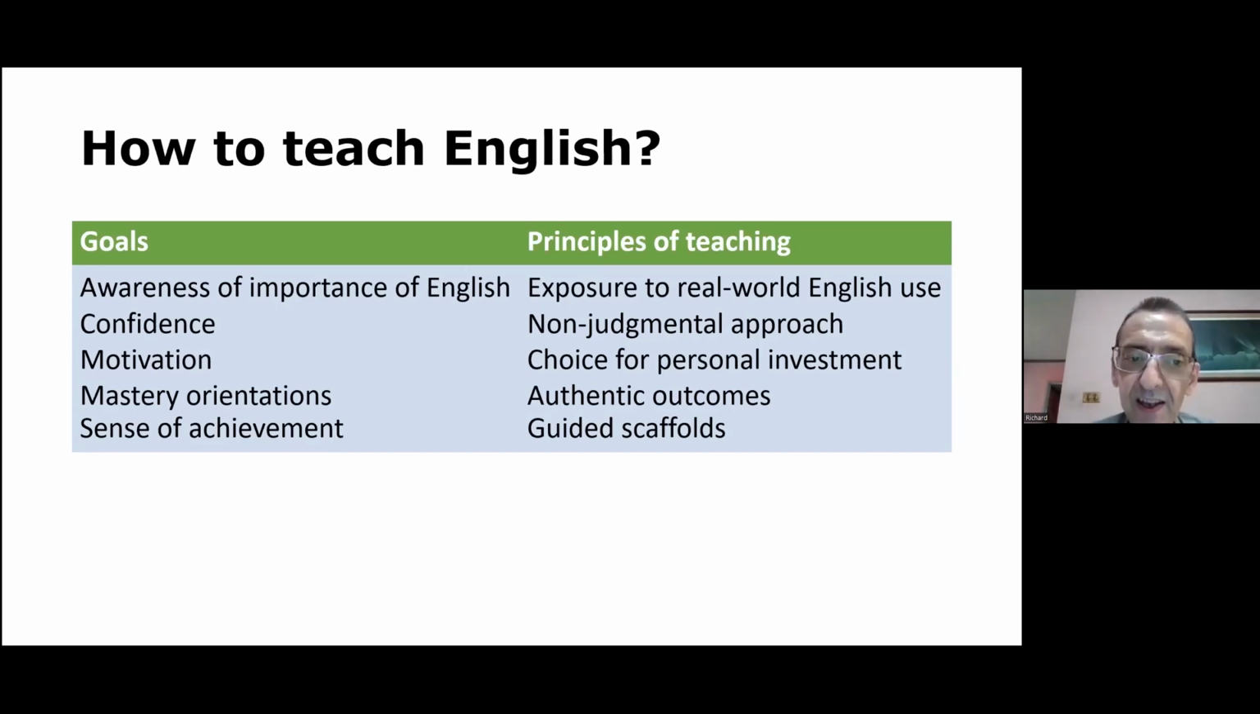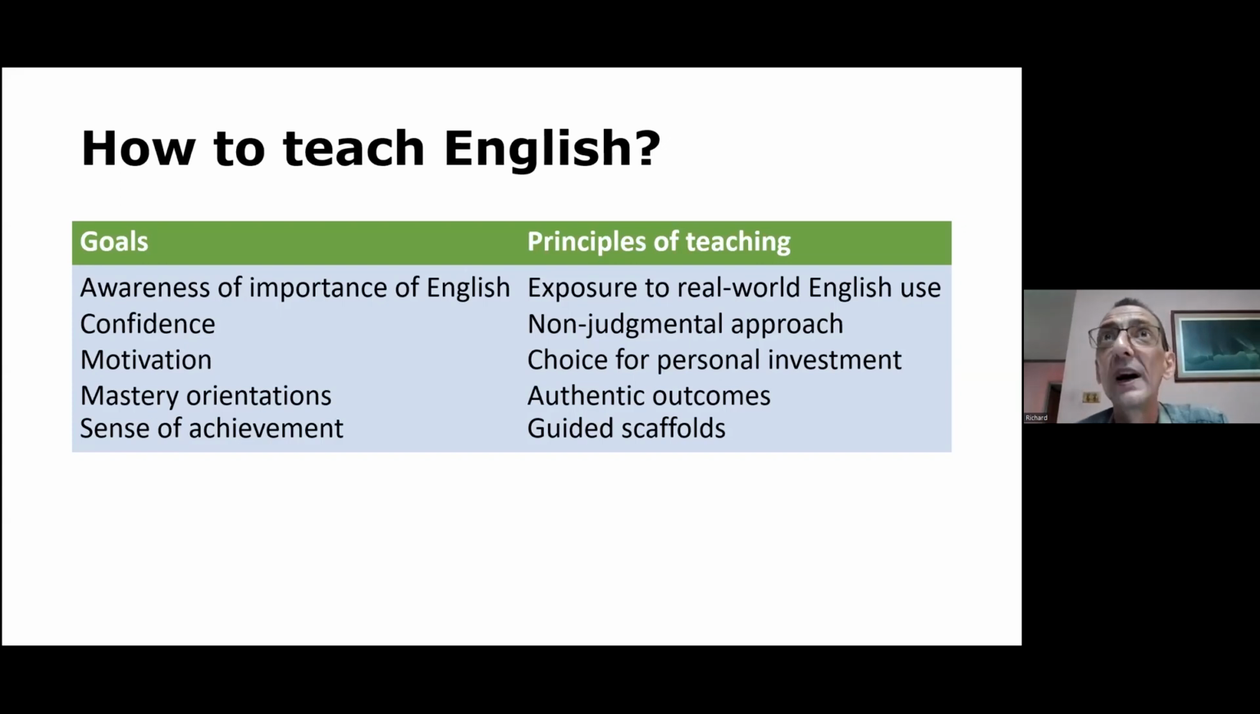We'd like to promote motivation, so we give students choice of what they want to study, of what they want to work on, of the things they want to do in English. As students choose the things they're interested in, they have a personal investment in what they're doing. And they are more motivated because they're personally invested in what they're doing. And because they're doing these things in the real world and there are authentic outcomes, they're far more likely to have mastery orientations than performance orientations.